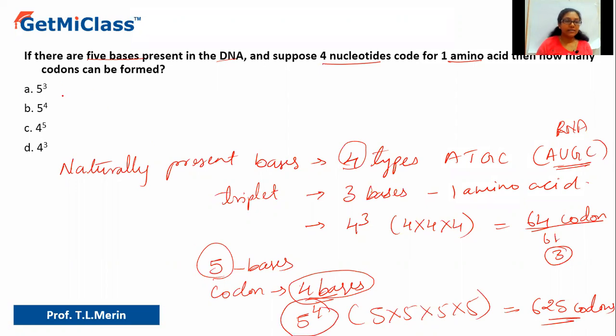So let us see. Option A is 5 to the power of 3, which is incorrect. 5 to the power of 4 is correct, because 4 bases or 4 nucleotides together form one codon. So that is the absolutely correct answer. This is incorrect, they have given the opposite way of calculation. This is again incorrect. So what is the correct answer? The correct answer is option B, that is 5 to the power of 4.